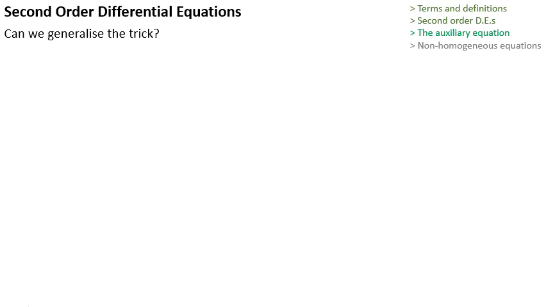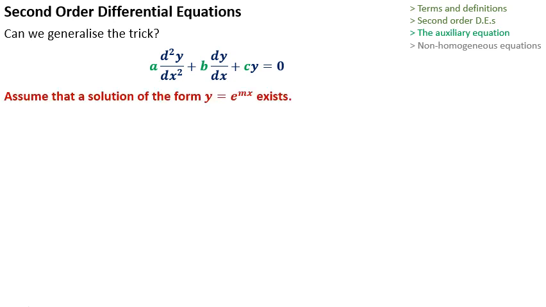Now, let's see if we can generalize this method. Let's look not at a particular second-order linear homogeneous differential equation with constant coefficients, but at a general version where the constants are replaced with a, b, and c. If we assume that a solution of this form exists, then we can find the 0th, first, and second derivatives. Then we can substitute back into the original differential equation, factorize.